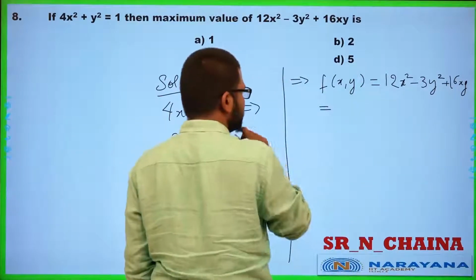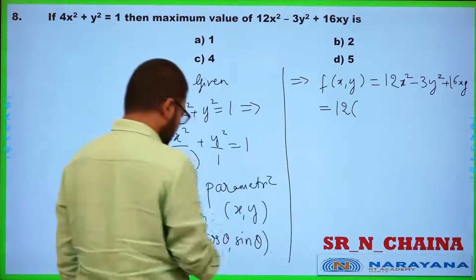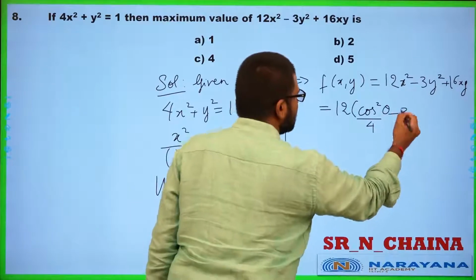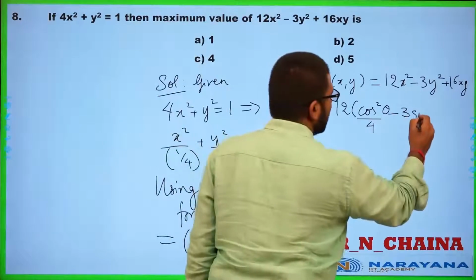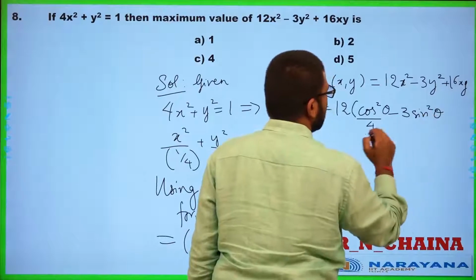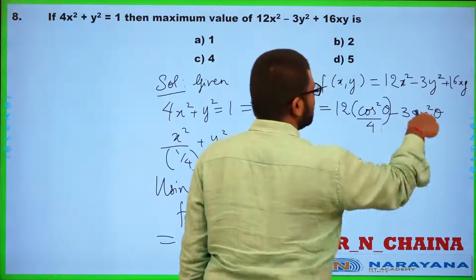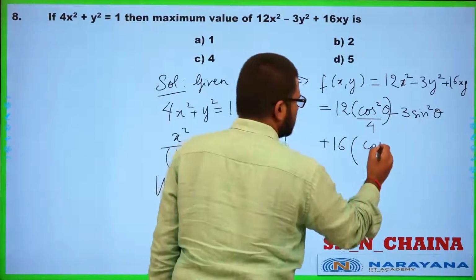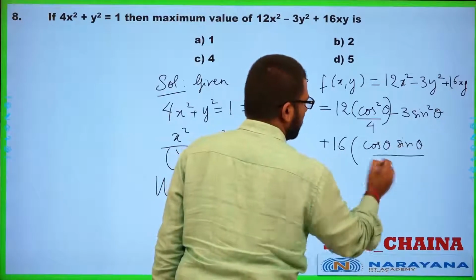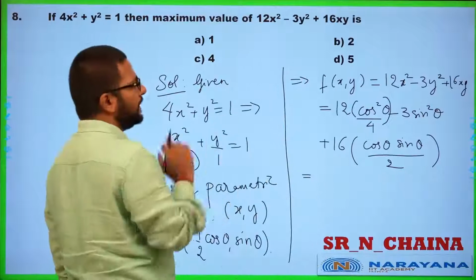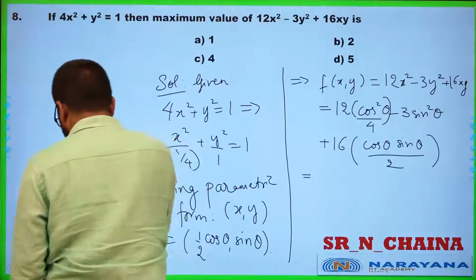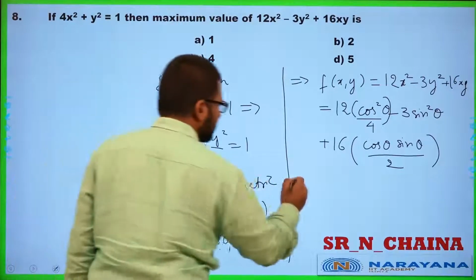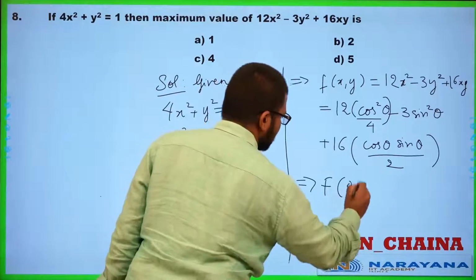This then becomes 12x square, where x square is cos square theta by 4, minus 3y square, so sin square theta, and then plus 16xy, so cos theta sin theta by 2, correct? Now it's just a matter of simplification, right? We will call this function some capital F of theta.